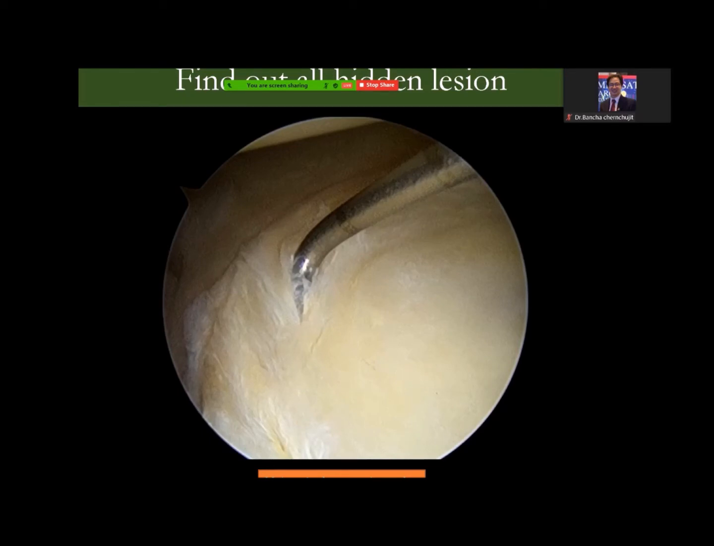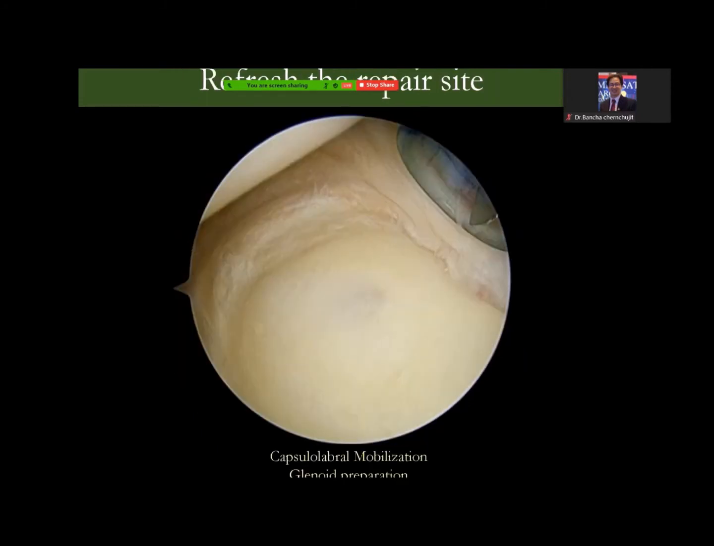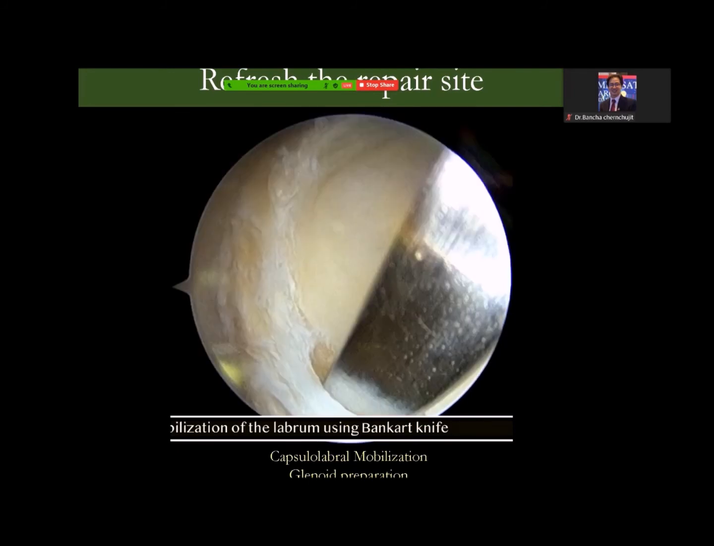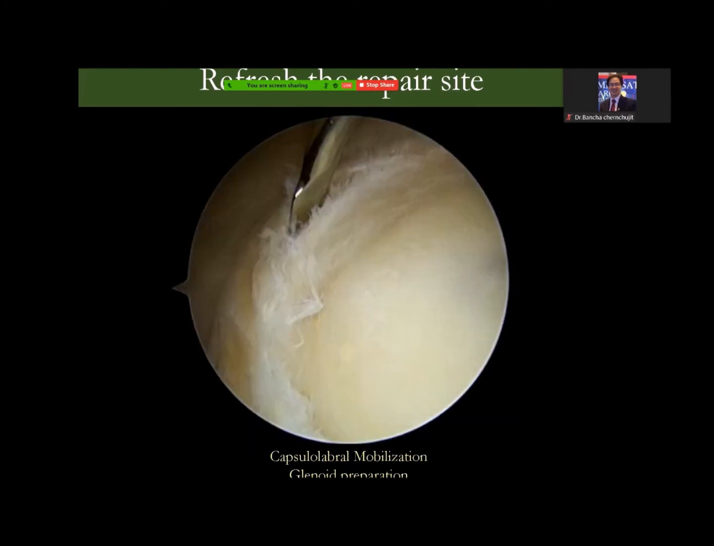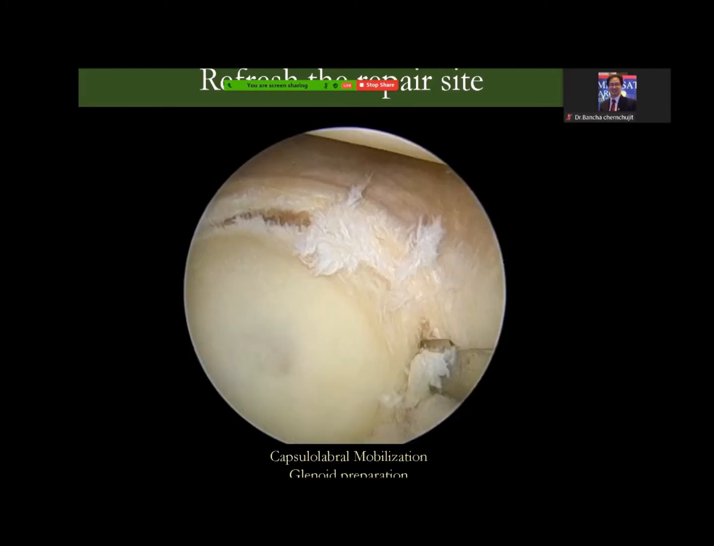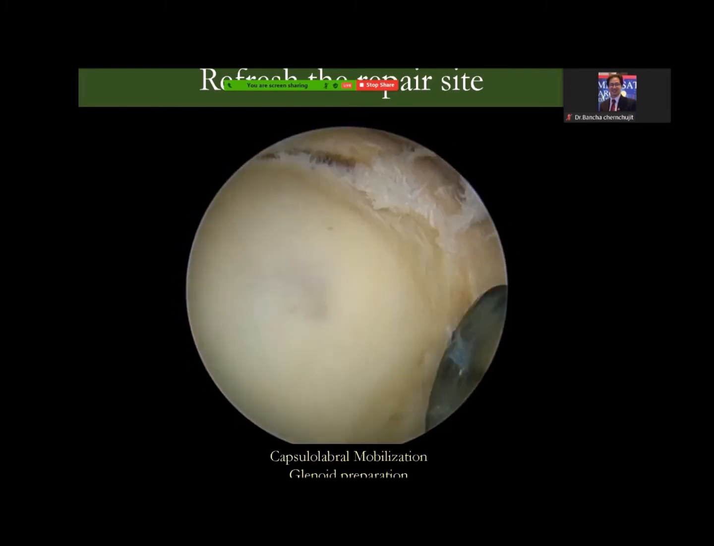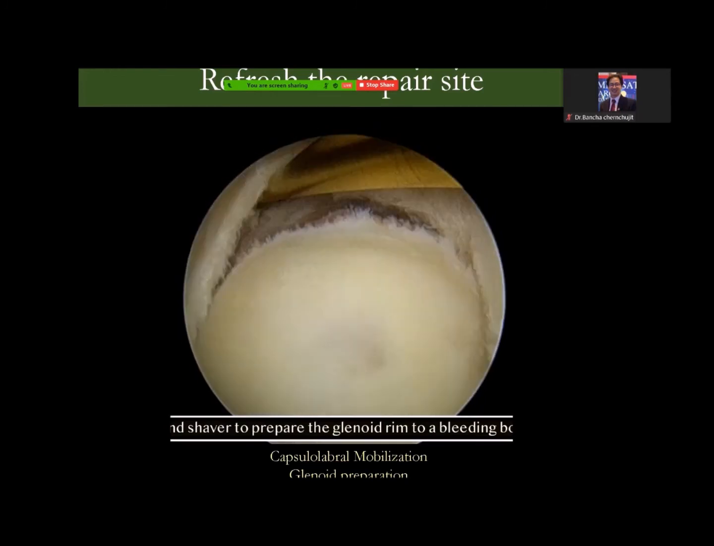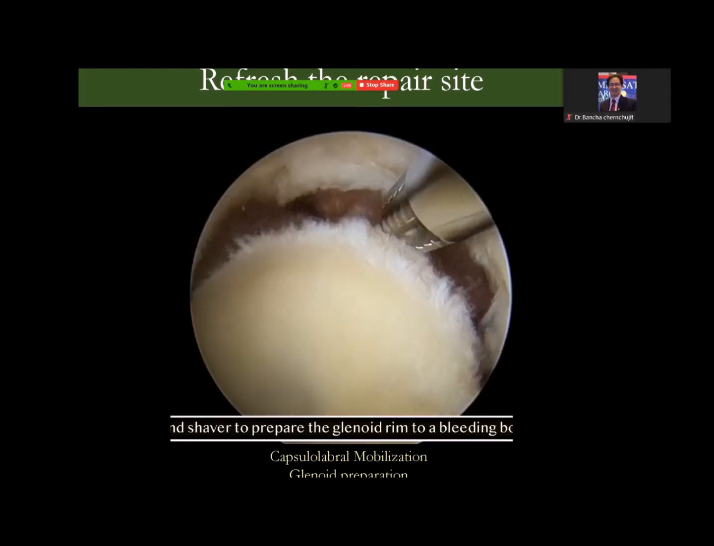In my practice, they will have a labral crack. It's not like a labral tear. Okay, it's just a crack. It's a hidden lesion. So the next step is to refresh the repair. I don't like to do the capsular plication because in my practice the result is not so good. So in my practice, I will detach like that, okay, from 6 o'clock to 3, and sometimes to 9 o'clock. It depends on the degree of instability.